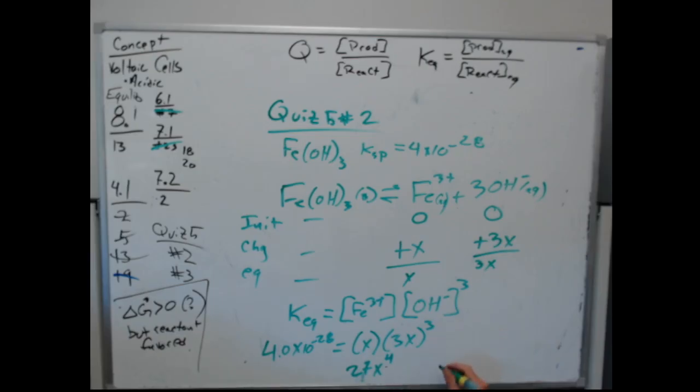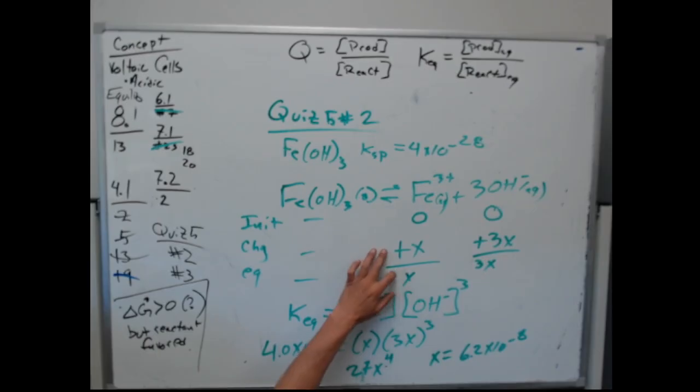So I calculate x is equal to 6.2 times 10 to the minus 8. That will be my iron concentration, right? Because my iron concentration is just 1x.